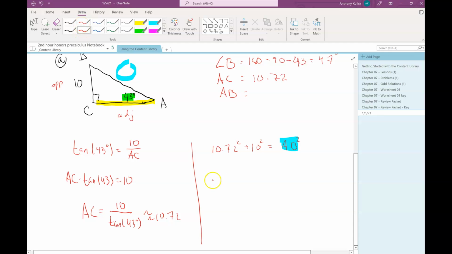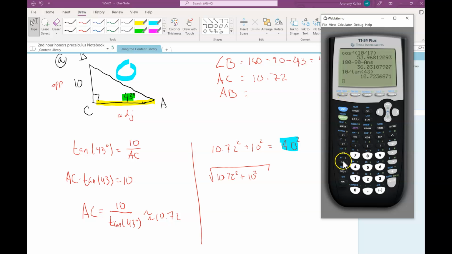So to get the AB by itself, I've got to get rid of the squared, so we'll just square root both sides. Note that 10.72 squared plus 10 squared, you can't make 20.72 squared. Can't add those together because of the order of operations. You'd have to square it first before you add. Similarly, you can't distribute the square root and say, oh, the square root of 10.72 squared plus 10 squared is just 10.72 plus 10. Nope. Square roots don't distribute. So I'm just going to type this into my calculator just like it appears.